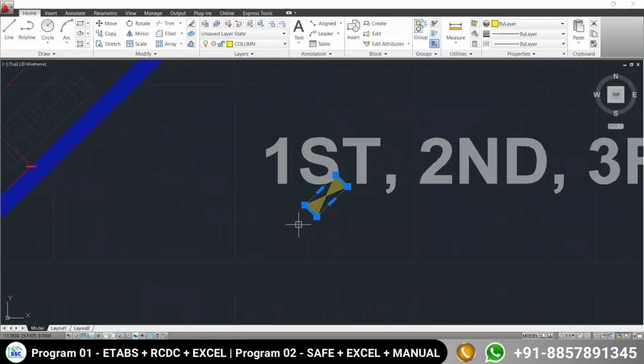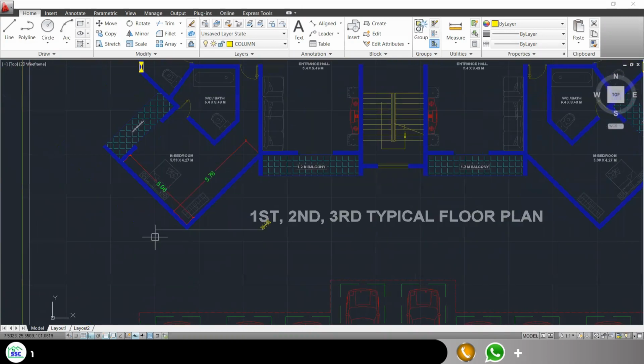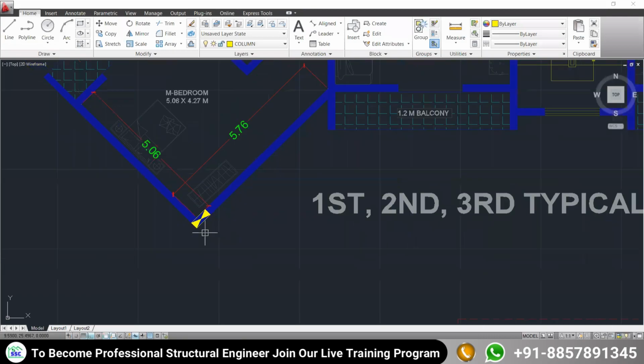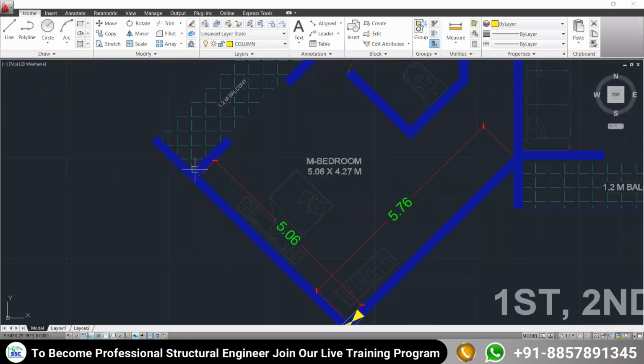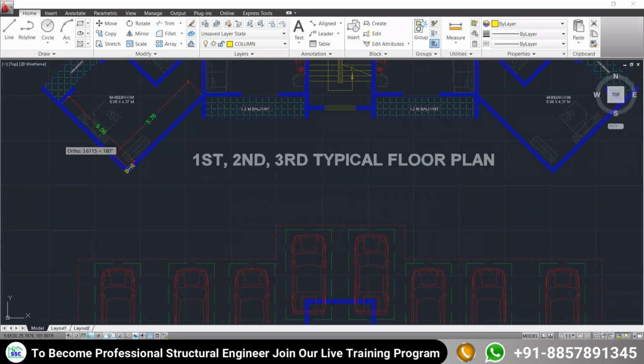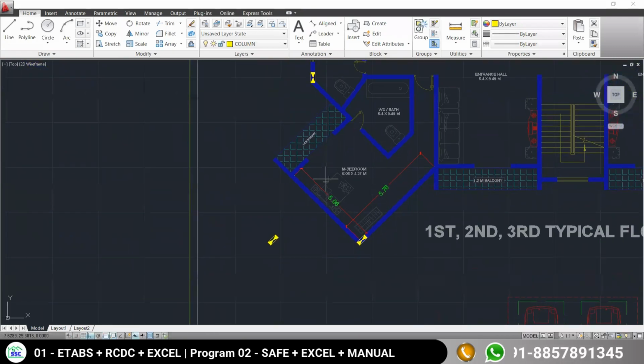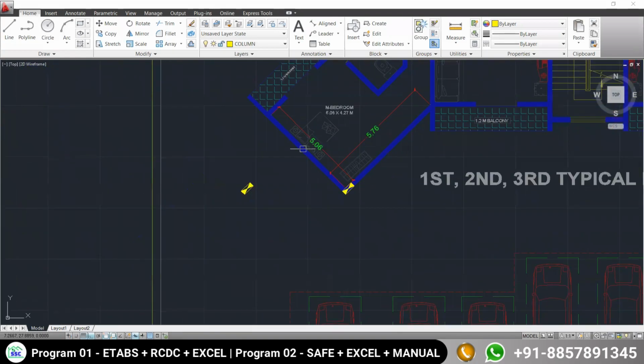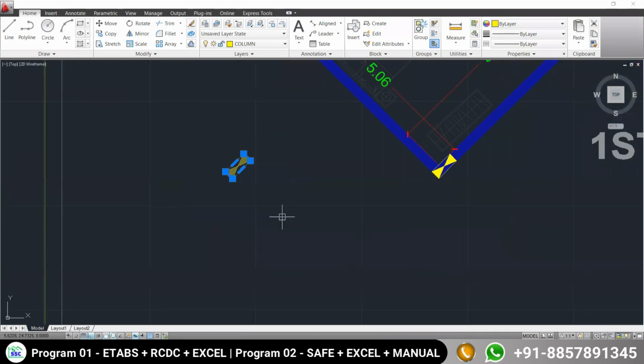So take this column from here to here and put your column here. Done. Similarly, in this direction only, also take this copy. Now, two directions we are having, this direction and this direction. So obviously we need to rotate it again.